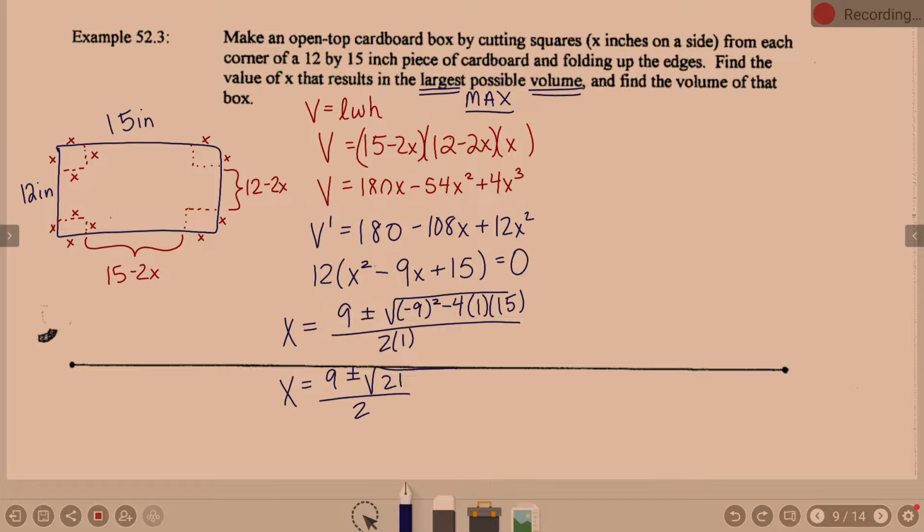Based on the fact that it says find the value of x that results in the largest possible volume and find the volume, we're going to have to go farther. But keep in mind, there are also two values here, right? We only need one of them. In theory, the length couldn't be negative, so it has to be the positive value that comes out of that. Well, except that they both come out positive. That works too. So we have to do a little bit more. So I just grabbed my calculator to do 9 plus the square root of 21, all divided by 2.